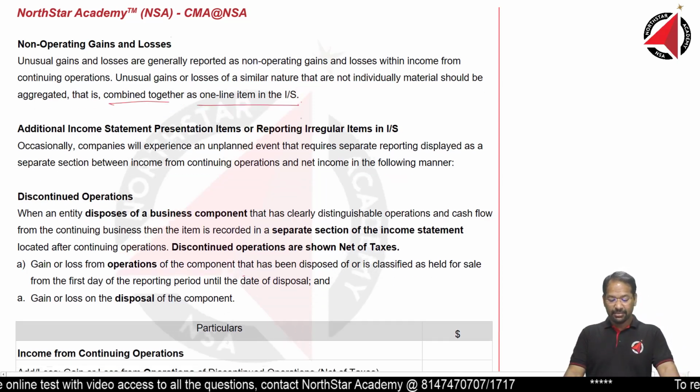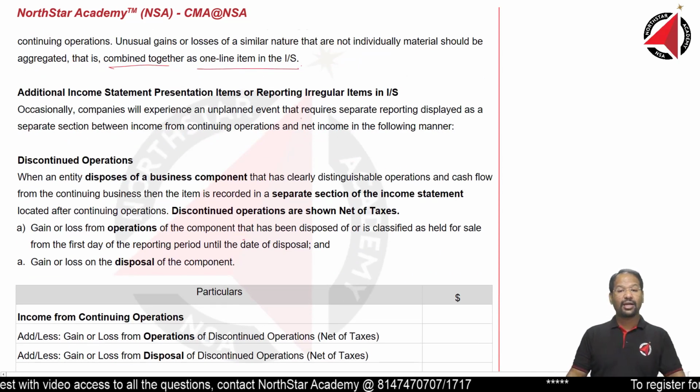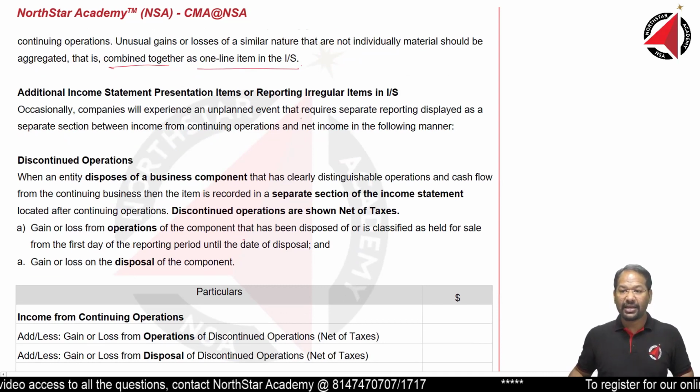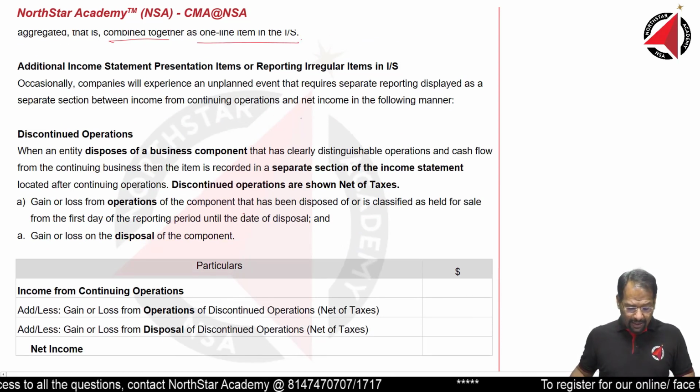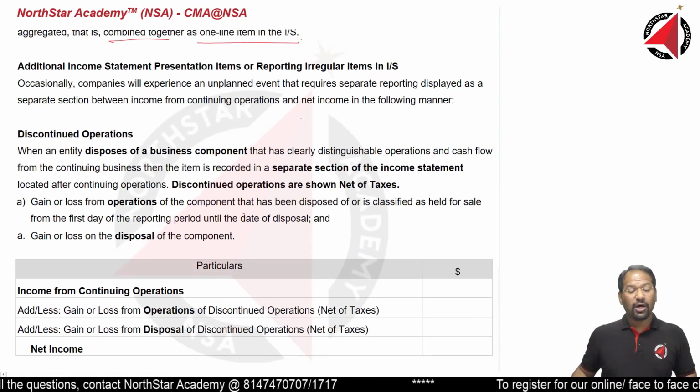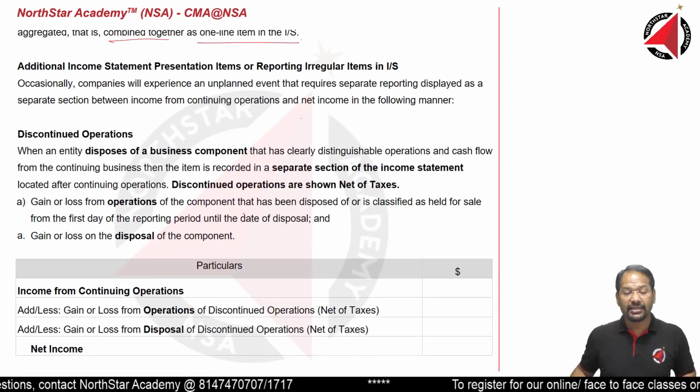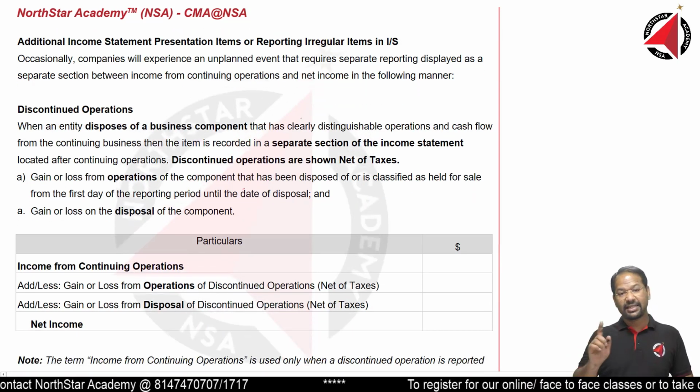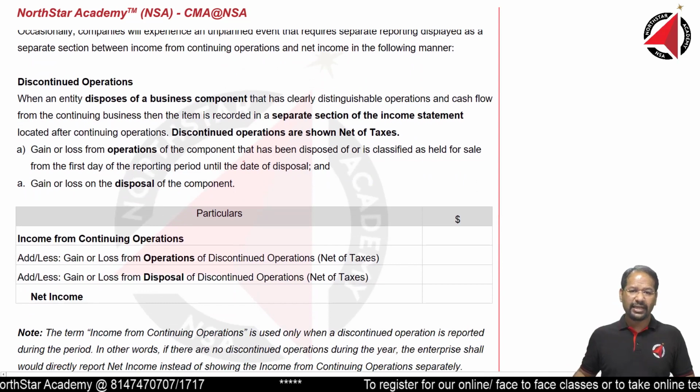Additional income statement presentations for irregular items. Those items which are irregular, how are they shown or disclosed or recognized in the financial statement? So first one, discontinued operation. I have already explained this.